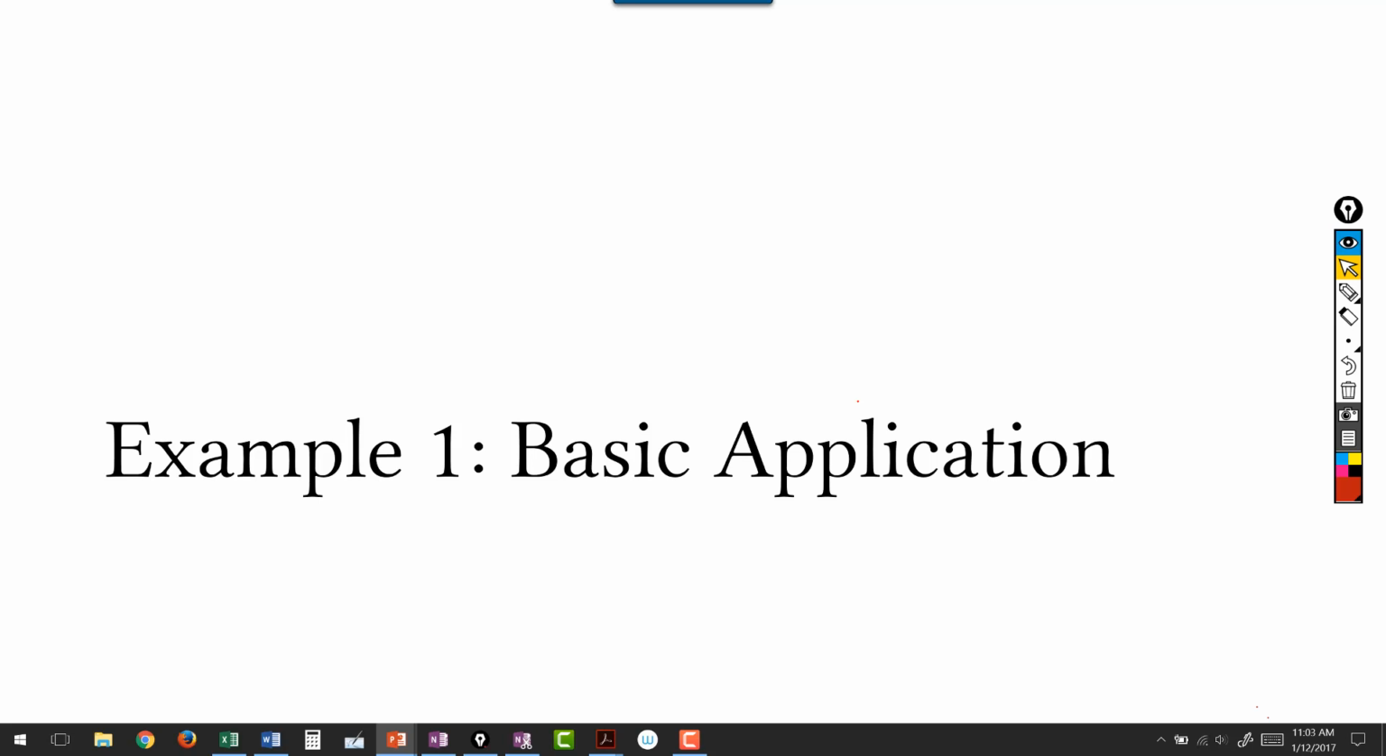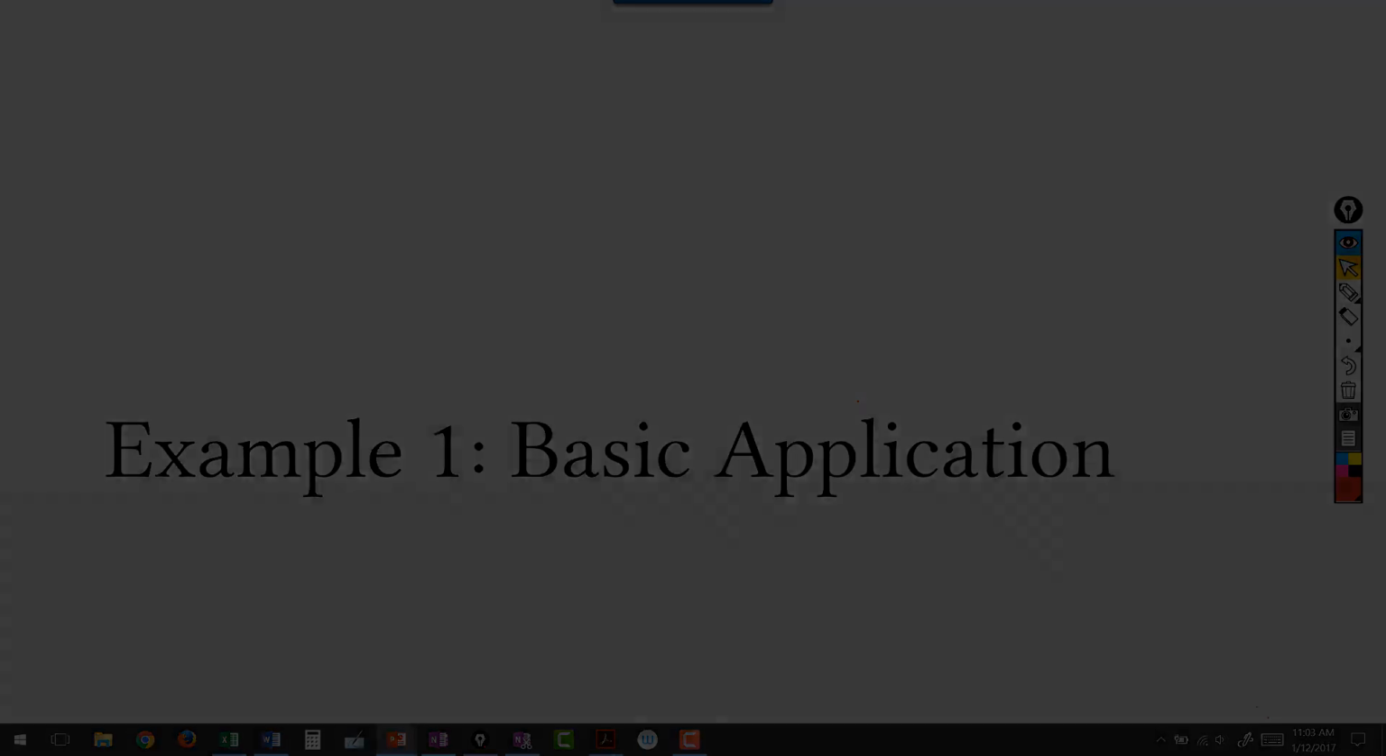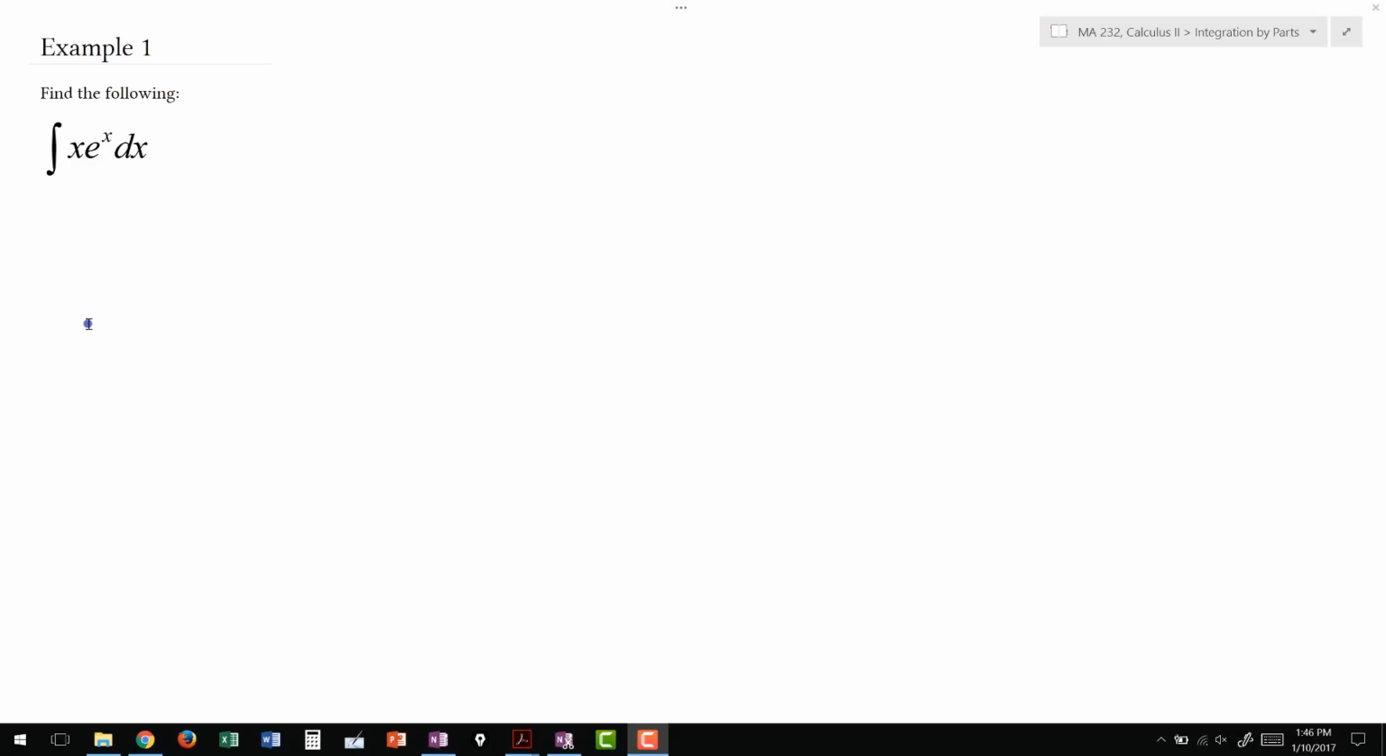So our first example will be a straightforward application of the formula. So our first example is to find an antiderivative for x times e to the x. We want to use integration by parts, which means we need to decide what's going to be u and what's going to be v prime. Remember that our general rule is that u needs to be a part of the integral whose derivative is simpler. And then v prime is whatever's left, and it has to be something we can integrate.